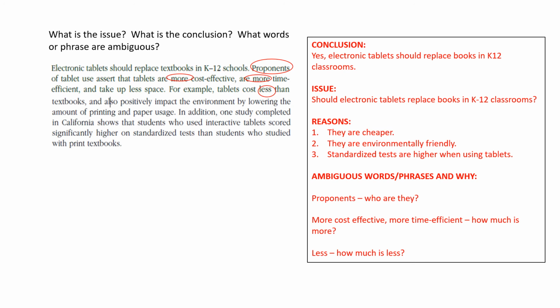Again, when we are looking for ambiguous words and phrases, we are panning for gold. We are saying, look, these words need additional clarification because how people interpret them can be different. And I cannot fully understand your argument, nor can I fully support it until I understand what these words specifically mean or what you intended them to mean.